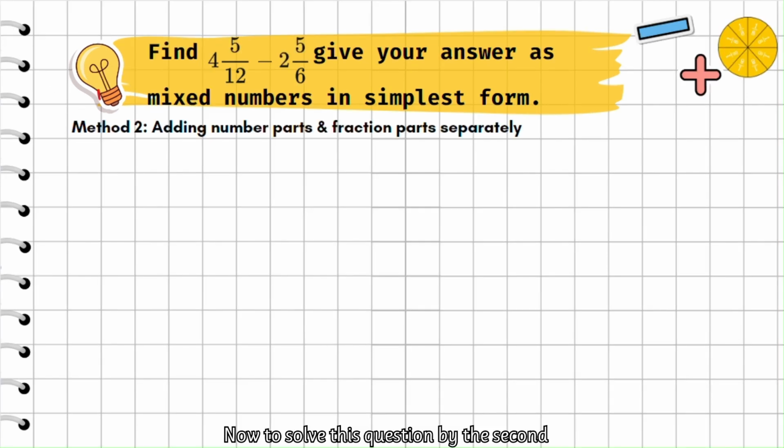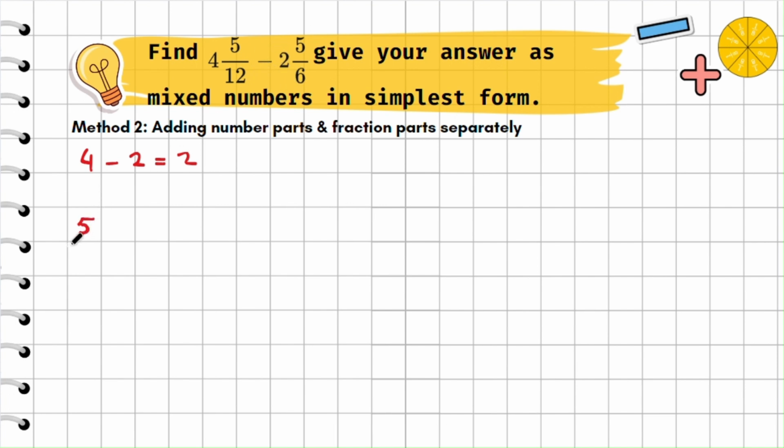Now to solve this question by the second method, we're going to take the whole number parts, which is 4 and 2, and we're going to subtract them because it has a minus sign in between. So we would do 4 minus 2, which is equal to 2. Then we're going to take the fraction parts, meaning 5 over 12 and 5 over 6, and we're going to subtract them. So that would be 5 over 12 minus 5 over 6.